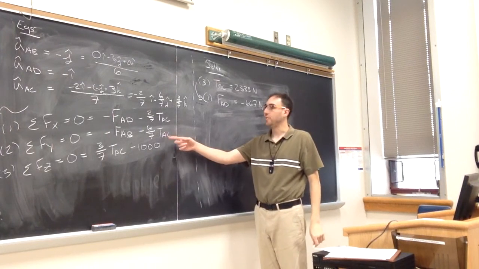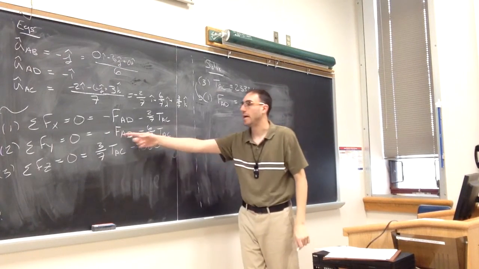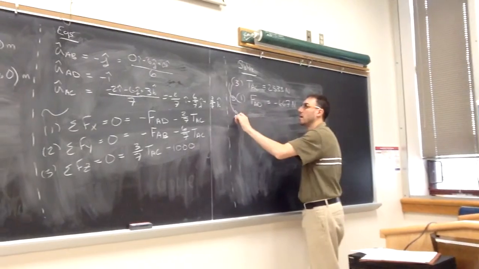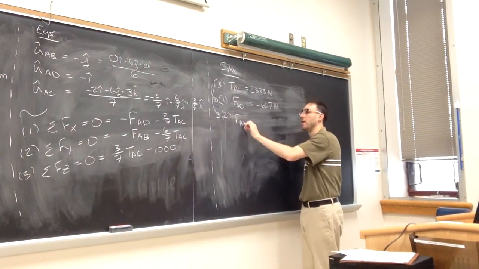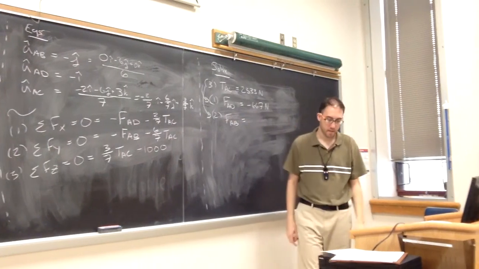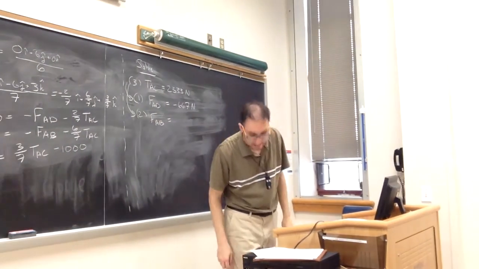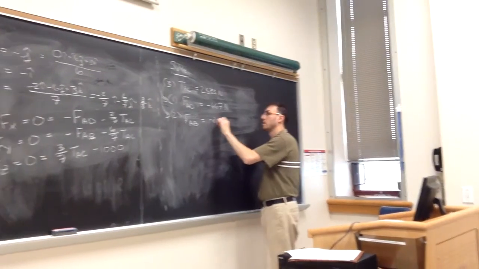Looking at equation 2, again, I know TAC. I don't know FAB. So I can take that answer for TAC and find my last remaining unknown, FAB. And I get FAB is -2,000 newtons.